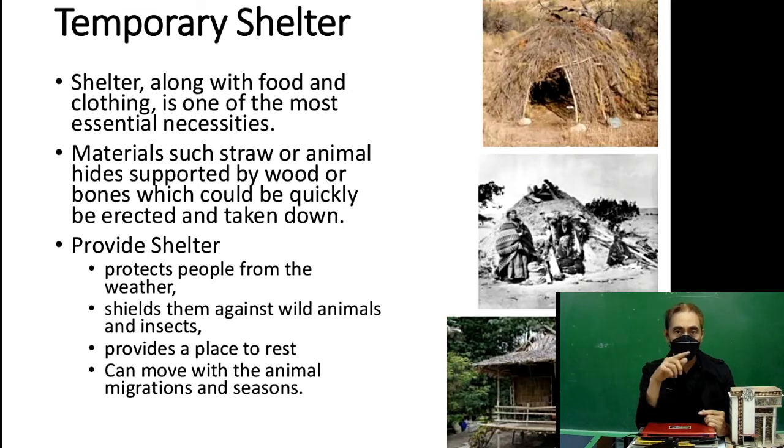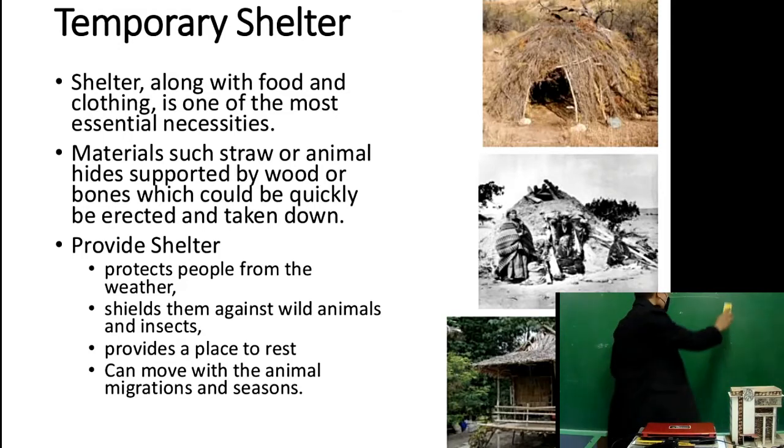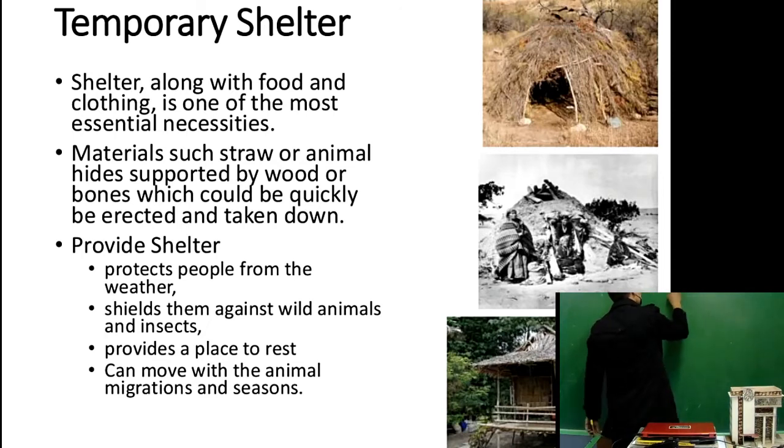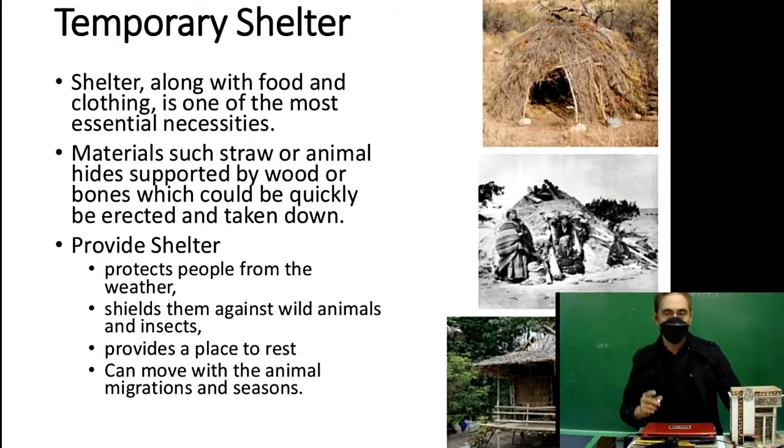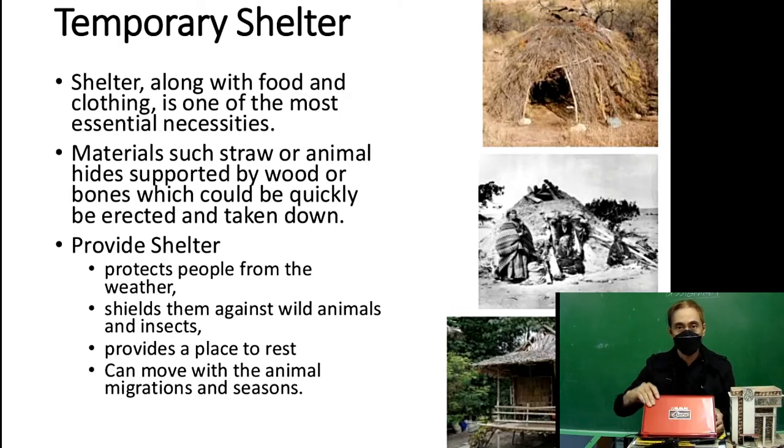Now let's go to the temporary shelter, or what we call primitive dwellings. Shelter, along with food and clothing, is one of the most essential necessities. Materials such as straw or animal hide, supported by wood or bones, could be quickly erected and taken down. It provides shelter, protects people from weather, and shields them against wild animals and insects. It also provides a place to rest, and can move with animal migration and seasons.